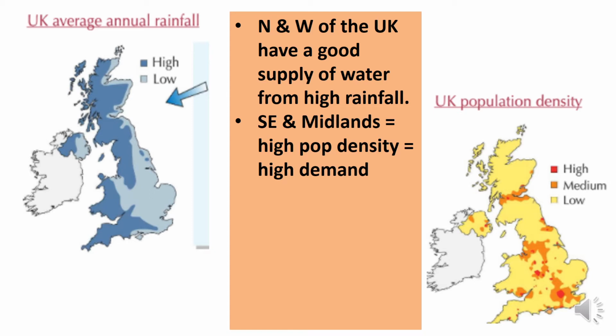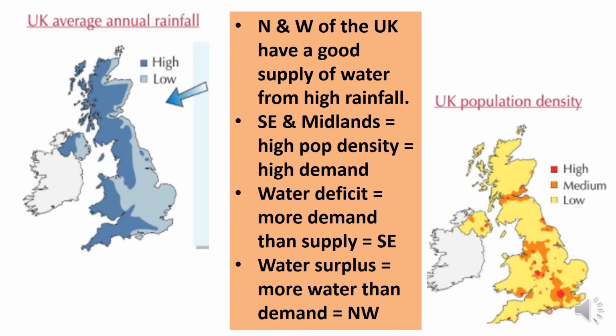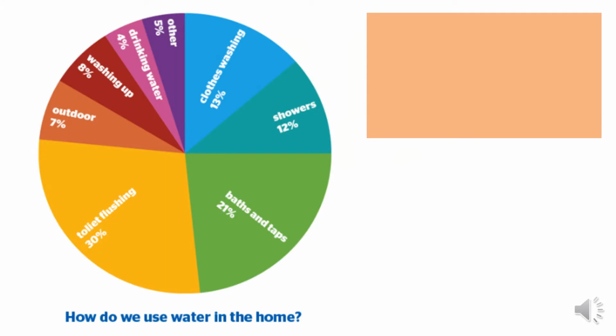This, from the two maps, is not necessarily where the water supply is found from high rainfall. A water deficit is where there is more demand than supply, so there is more demand than the water available in this area. This often occurs in the southeast of England. Water surplus is where there is more water than demand, so there is excess water than what is used in the area, often found in the northwest of the UK.